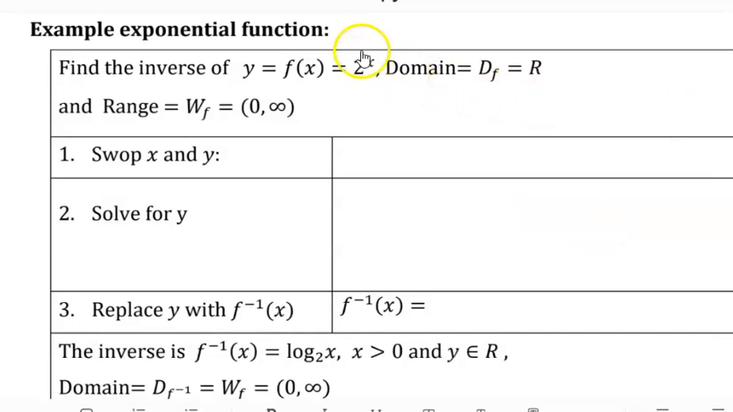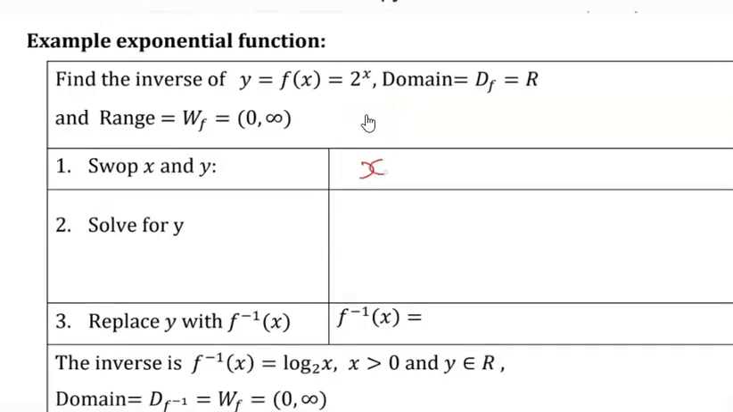Let us look at the exponential function 2 to the x. We know that x can be anything, but the answers can only be positive, so not even 0, because we have a horizontal asymptote of y equal to 0. And to get to the inverse function, we must swap x and y.